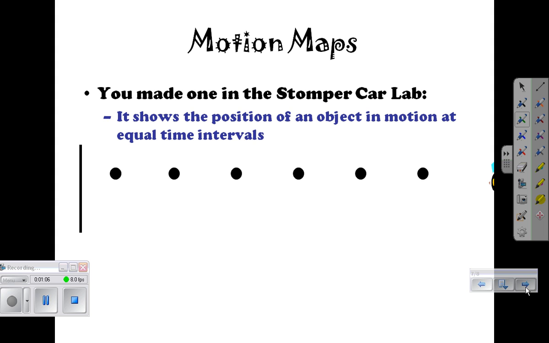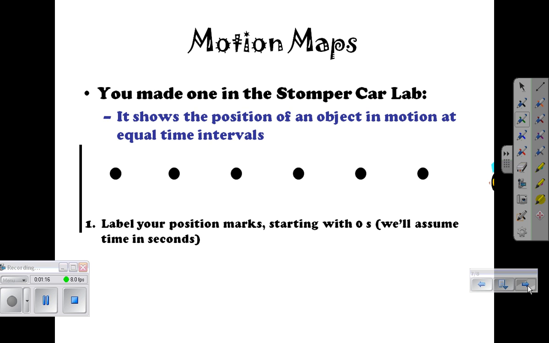I believe you have this on the paper already, right? Okay. So all we're going to do is, as my wife would say, bedazzle this little motion map here. First thing, to make a simple motion map, label your position marks, starting with 0 seconds, assuming that time is in seconds.